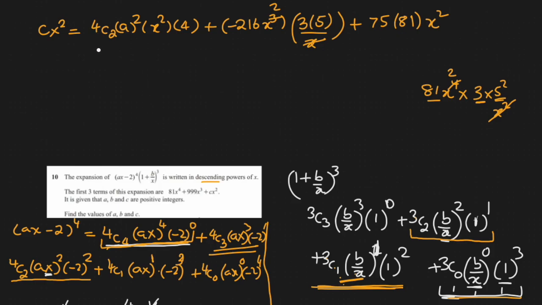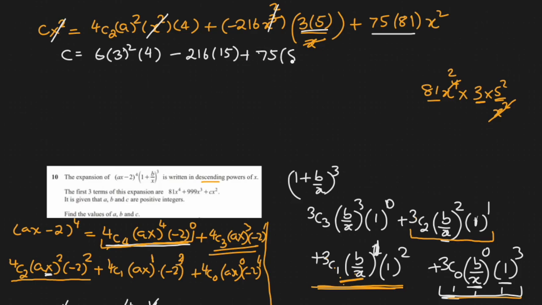4c2 is 6a square. A is 3. Times 4. Let's cancel x square from both sides. C equal to minus this x square goes, 15 times 216. And here we get 75 times 81. So we got 3 for x square, which will give us c. c comes out to be 3051.